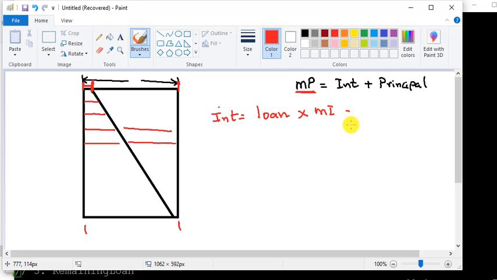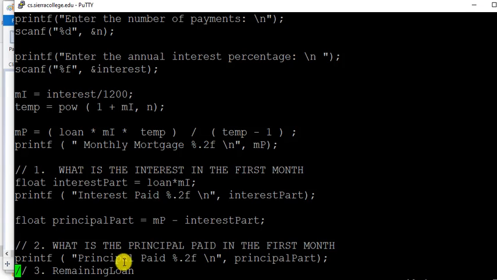Monthly interest, as we talked about before, is the annual interest that you borrowed divided by 100%, right? Divided by 12. This is the monthly interest. Times the loan amount gives the interest. So that's what I have here. The interest part is loan times monthly interest.